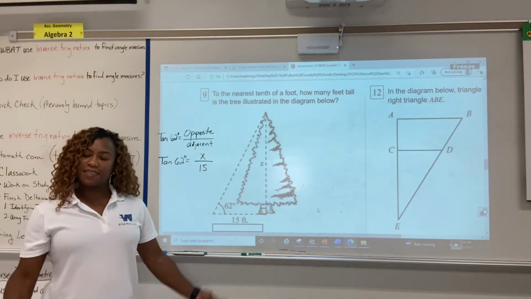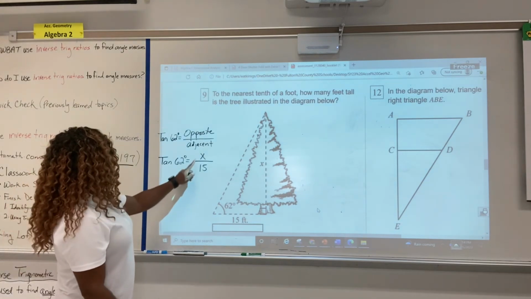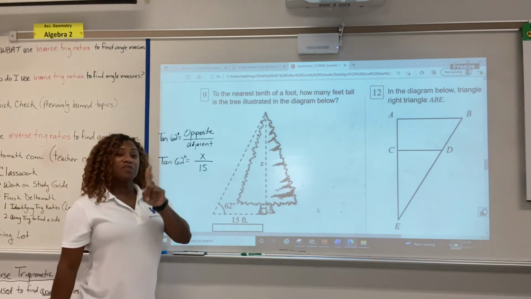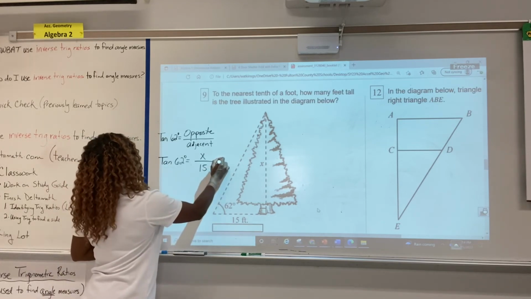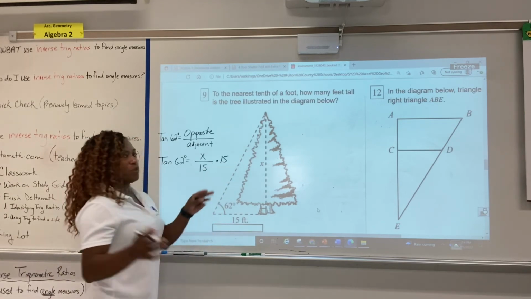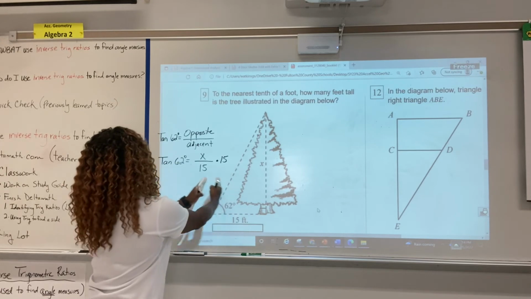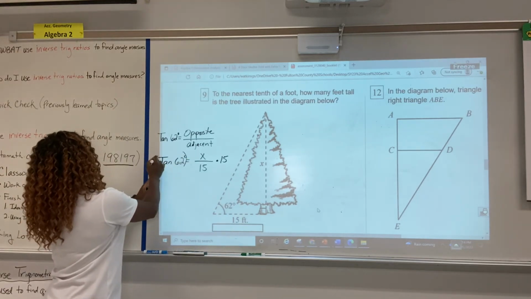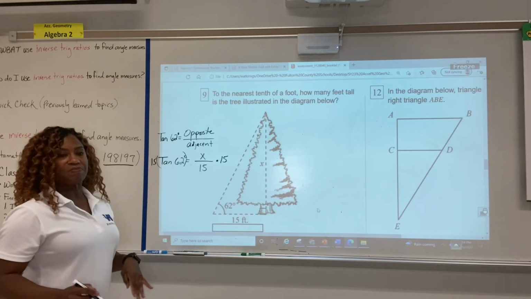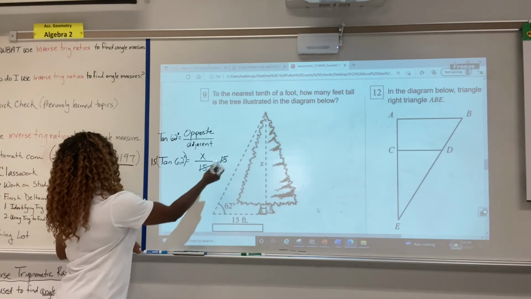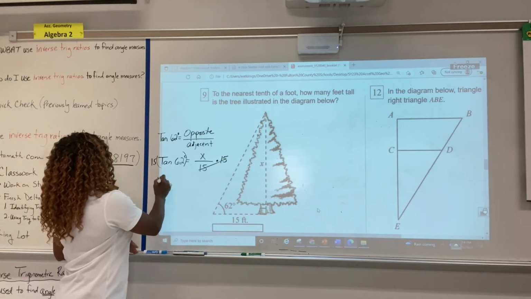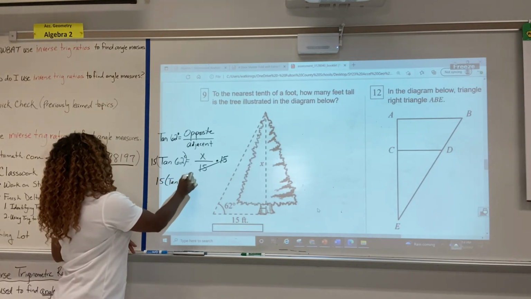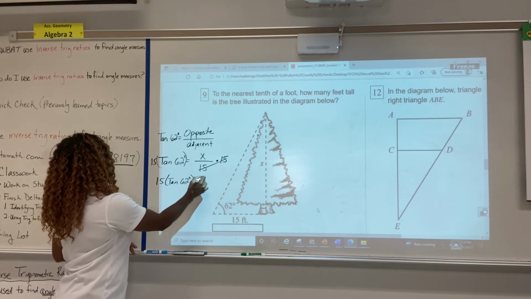That means we need to isolate the variable. In order to do that, I'm looking at x divided by 15. So the inverse of divided by 15 is multiplied by 15. Of course, whatever I do to one side of the equal sign, I have to do to the other. So I'm also going to multiply by 15 on this side. So here's our canceling. And now I need to calculate 15 times the tangent of 62 degrees. That's going to give me the value for x.